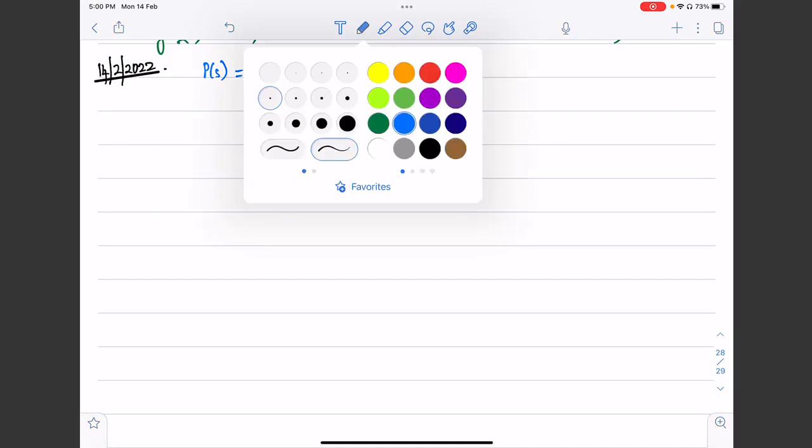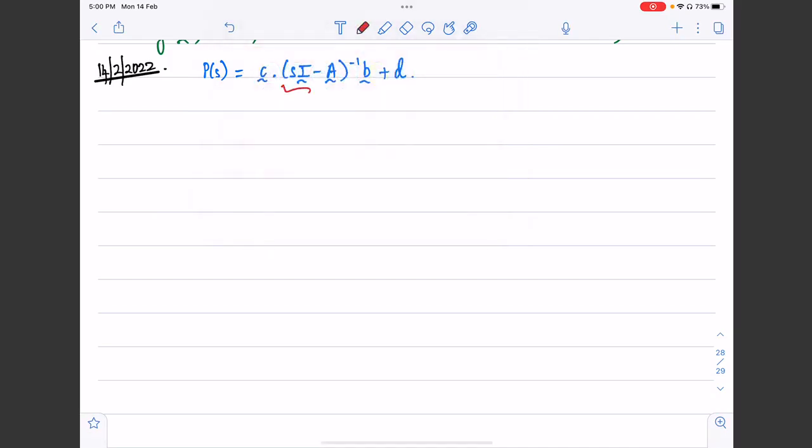We discussed that if we consider this inverse of (sI minus A), that inverse is going to be the classical adjoint of (sI minus A) divided by the determinant of (sI minus A). That is the expression for the inverse. And this P of s will anyway have the ratio of N of s and D of s.